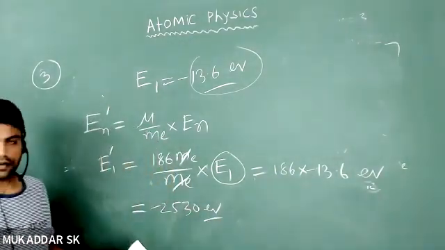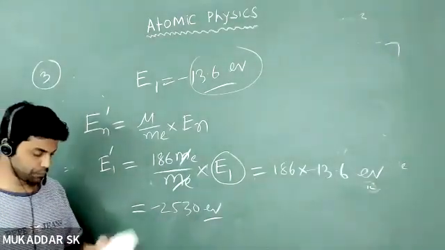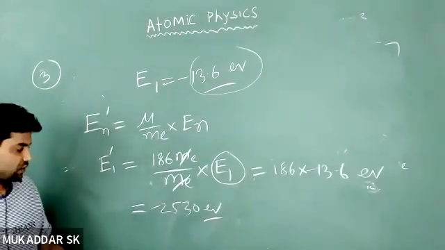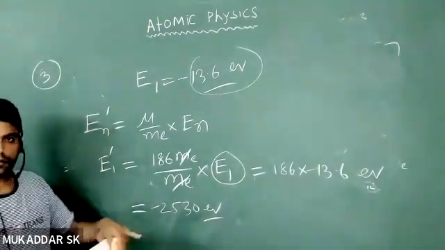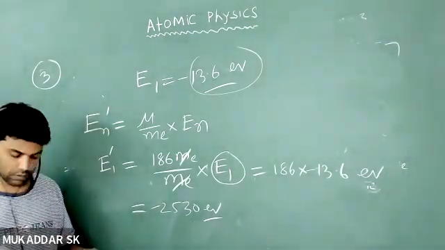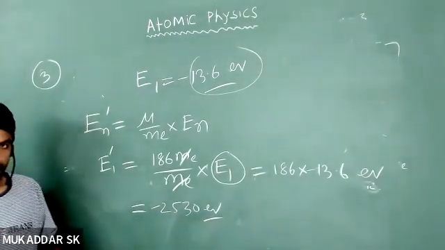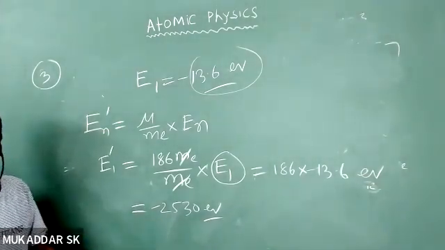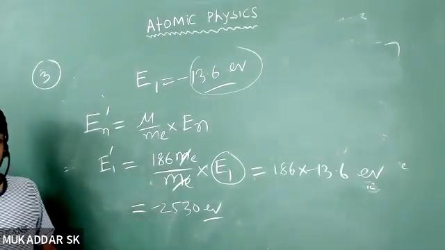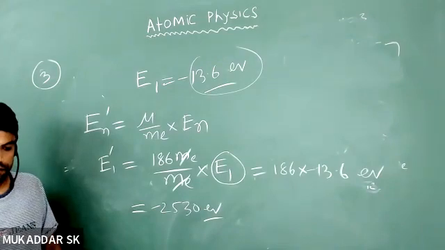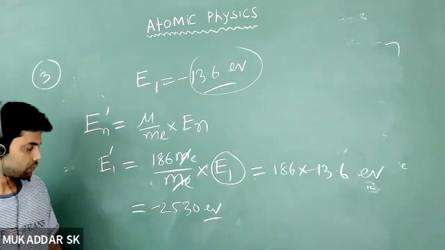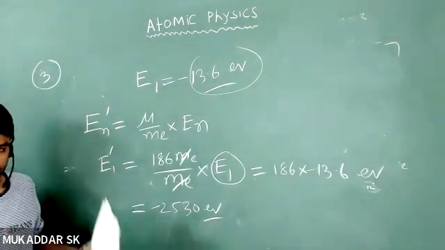So how much energy is needed to remove this particle? Shekhar, how much energy is needed? So you got the energy of the revolving particle, and that is minus 2530 electron volt. So how much energy is needed? Ruby, Anju, how much energy is needed? 2530 electron volt. Exactly. Yes, very good.